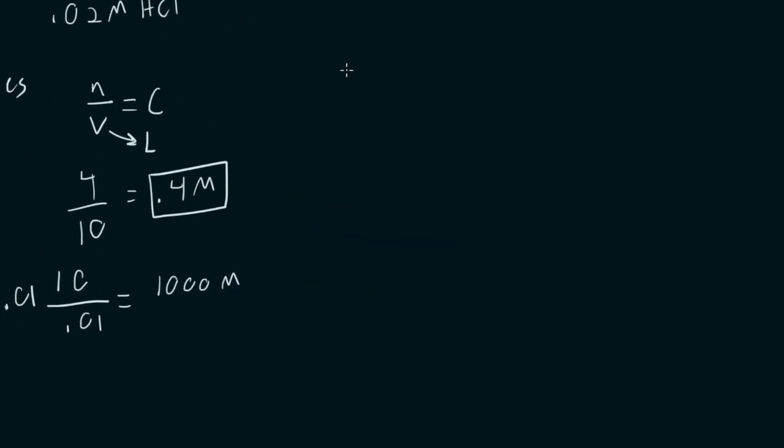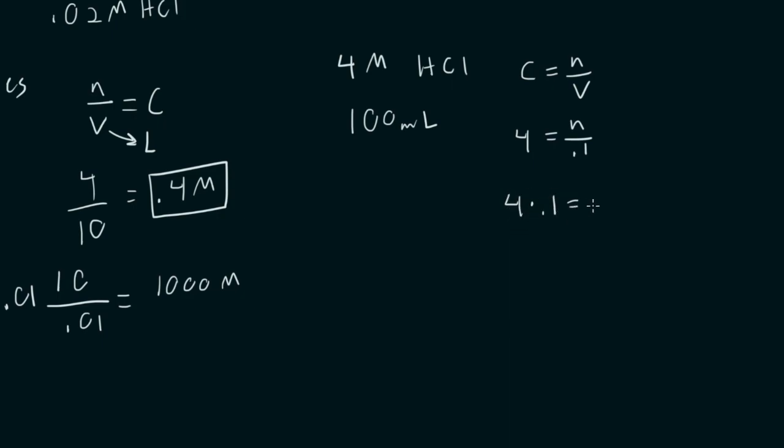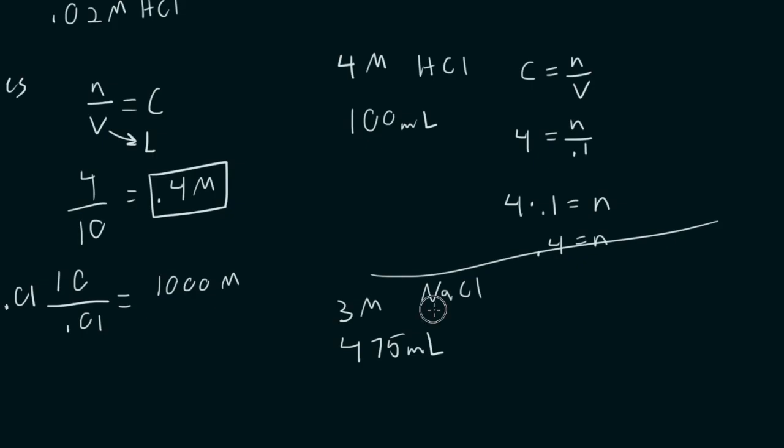Let's do some more. Let's say I've got a 4 molar solution of HCl, and I've got 100 milliliters of it. How many moles of that do I have? Well, it's going to use that same equation. It's just this time I'm missing the moles. So I'm going to say my concentration is 4 equals n over 0.1. So I take 4 times 0.1, just rearranging that equation to give me n. 4 times 0.1 is 0.4. So I'd have 0.4 moles.